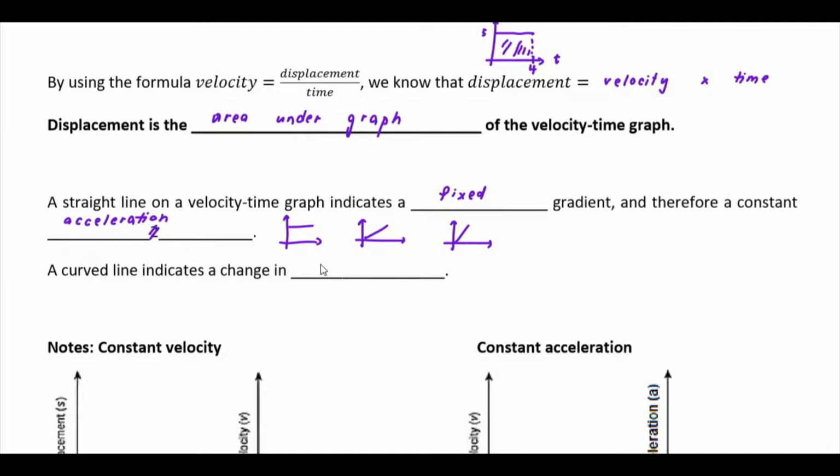So if let's say there's a curved line, meaning that the acceleration changes because you do not have a fixed gradient, right? So that's why the rate of change of the velocity will be changing according to the time, and that makes the change in acceleration as well.